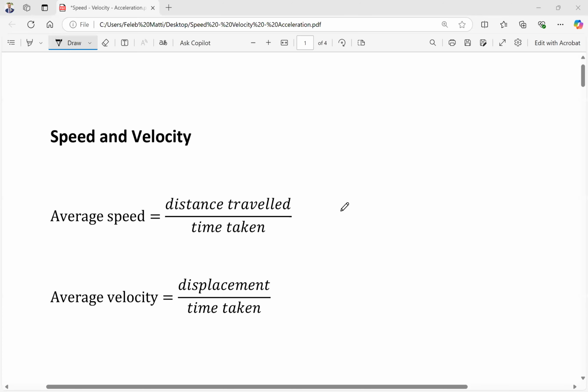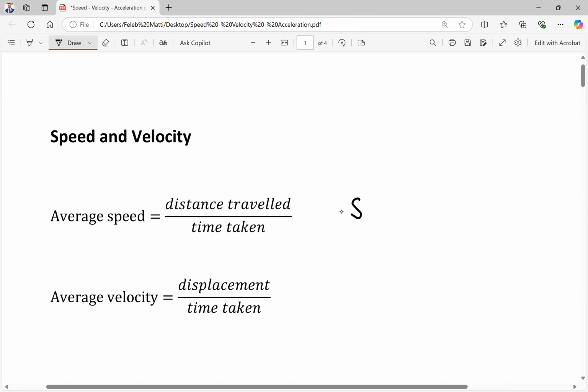Hello everyone, in this video we will learn about average speed, average velocity and acceleration. So what is average speed? Average speed is equal to distance traveled over the time taken. So the total distance over the total time equals average speed. So we can use abbreviation.